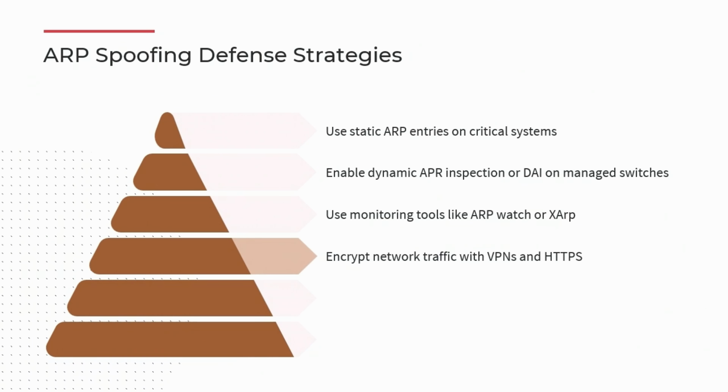Segment your network using VLANs to limit the spread of spoofing within isolated zones. And finally, deploy IDS or IPS systems like Snort to detect and alert on suspicious ARP activity. These combined defenses offer layered protection against ARP spoofing. And finally, as demonstrated in this session, deploying intrusion detection or prevention systems like Snort can help detect and alert on suspicious ARP behavior in real time.